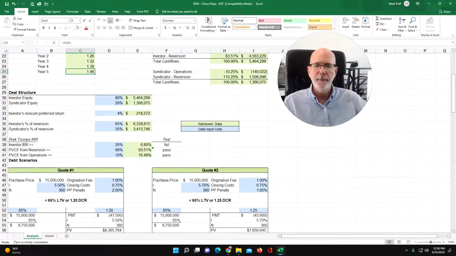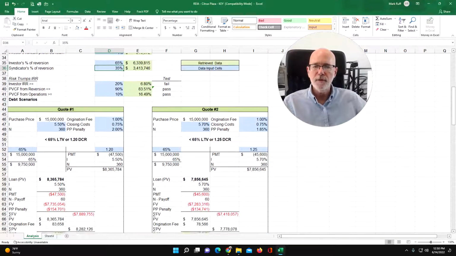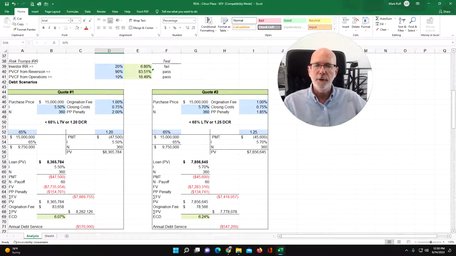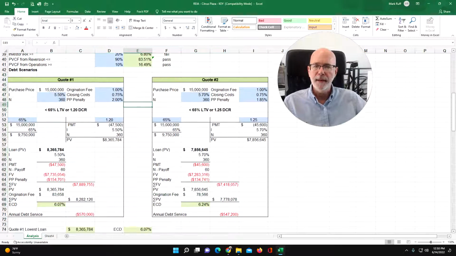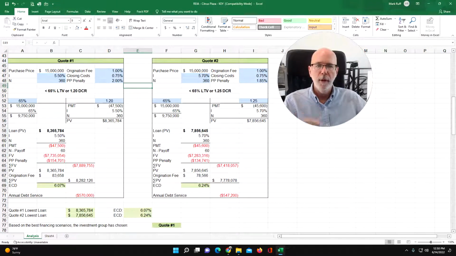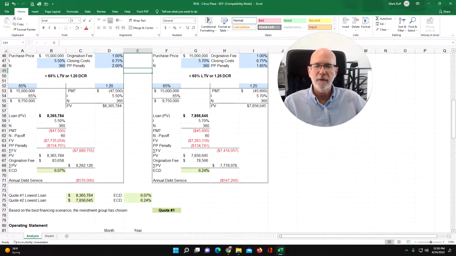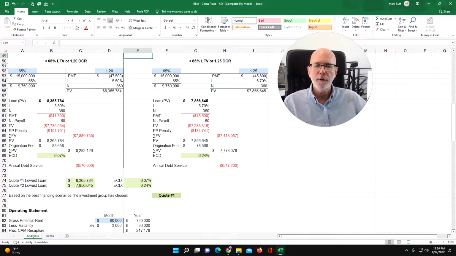The deal structure, I'm throwing in here an 80-20 at the front end, a 4% non-cumulative preferred return, an investor reversion and syndicator reversion of a 65-35. Again, not the actual numbers in the case. So of course, you're given a couple of different loan scenarios. As you've already done in the past, just go ahead and underwrite both loan scenarios and then select the loan program that offers the lowest effective cost of debt. You'll have to choose between these particular loan programs, all right?